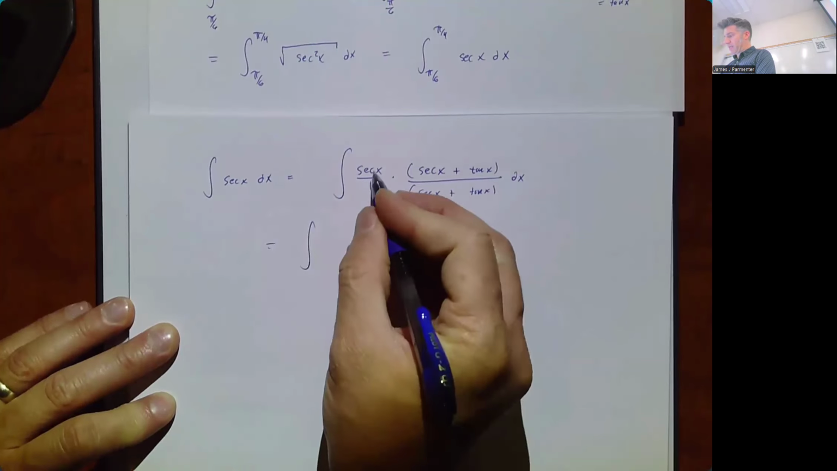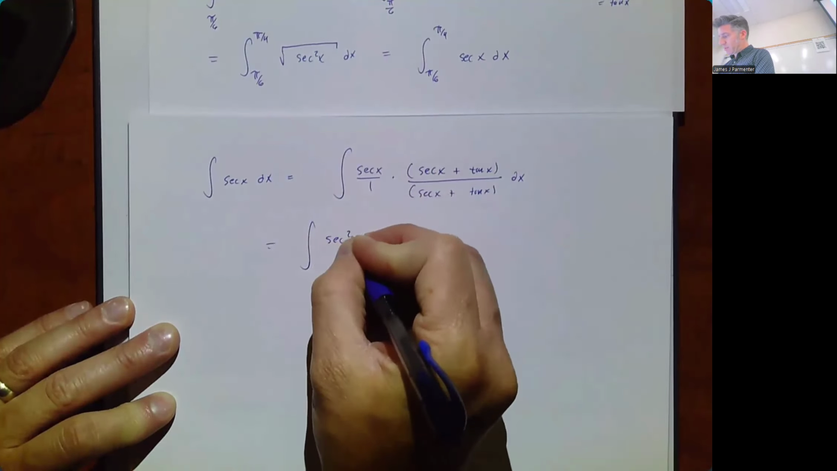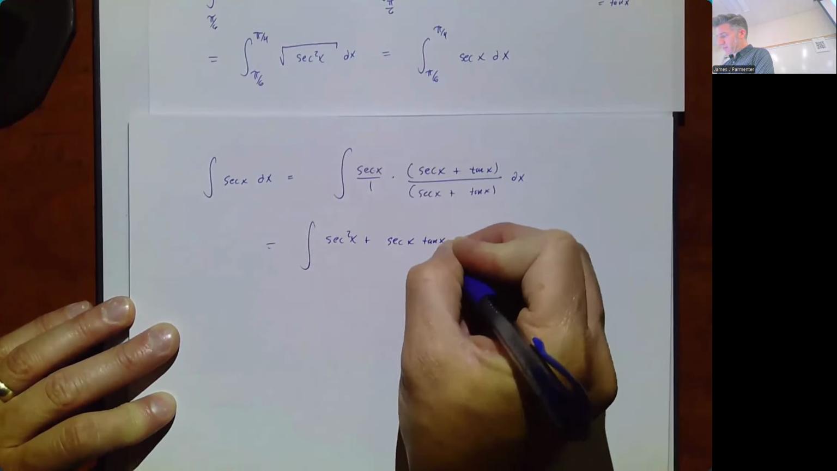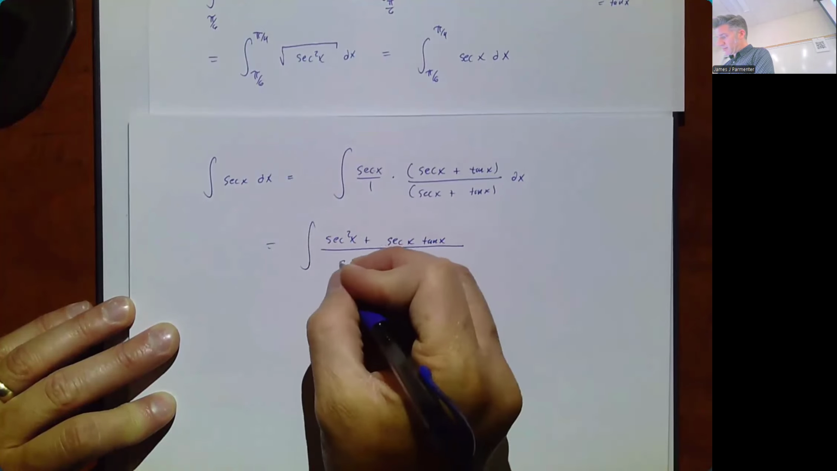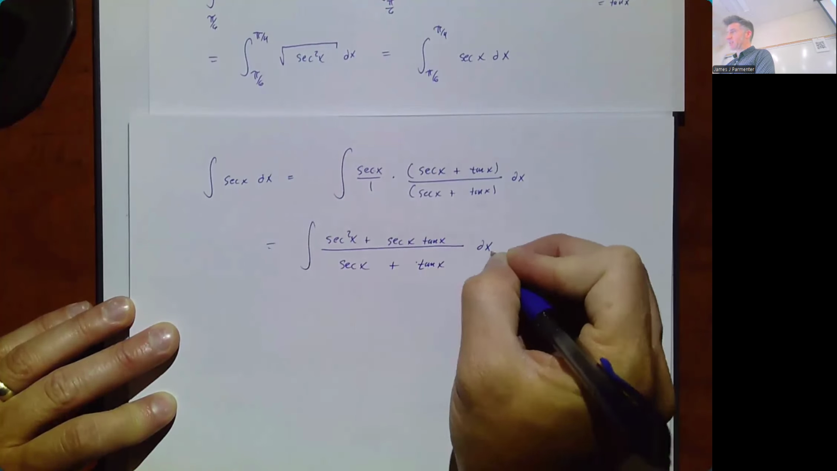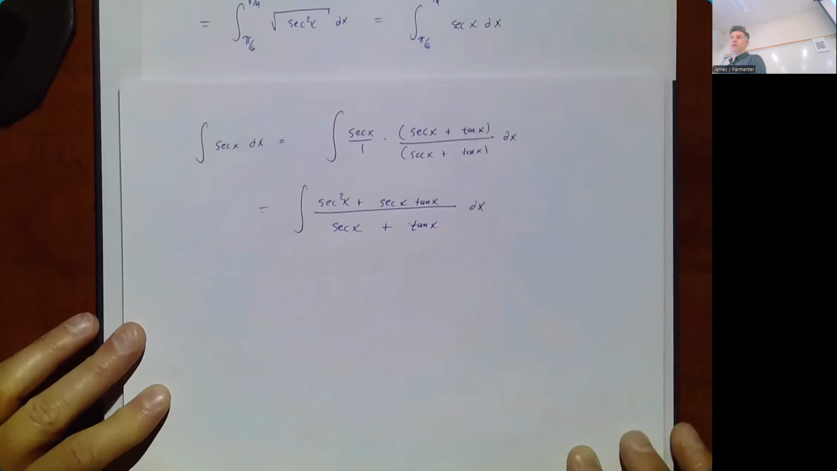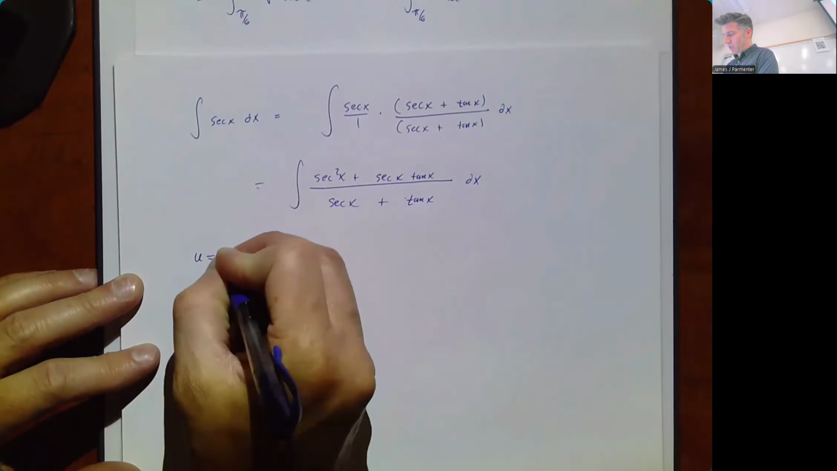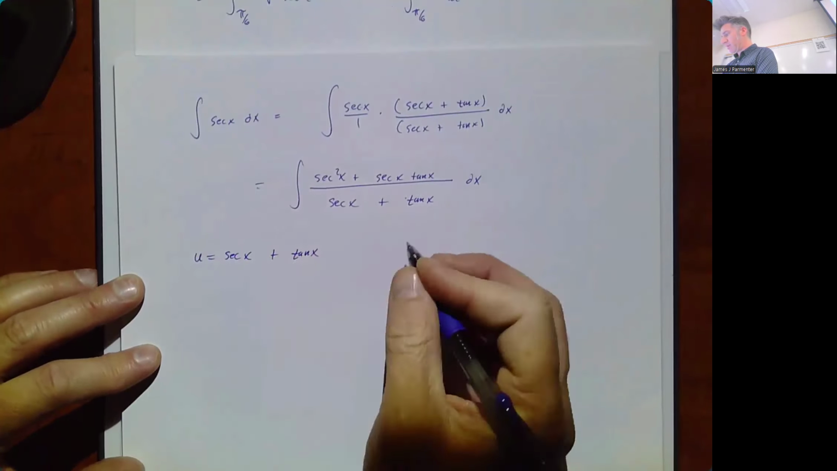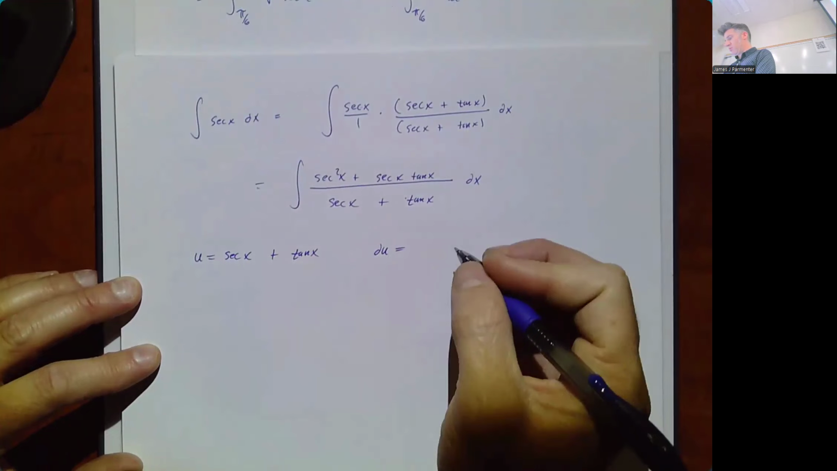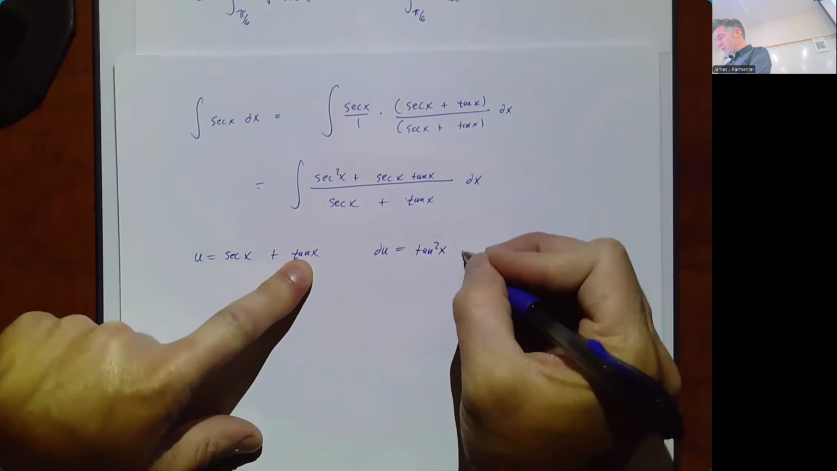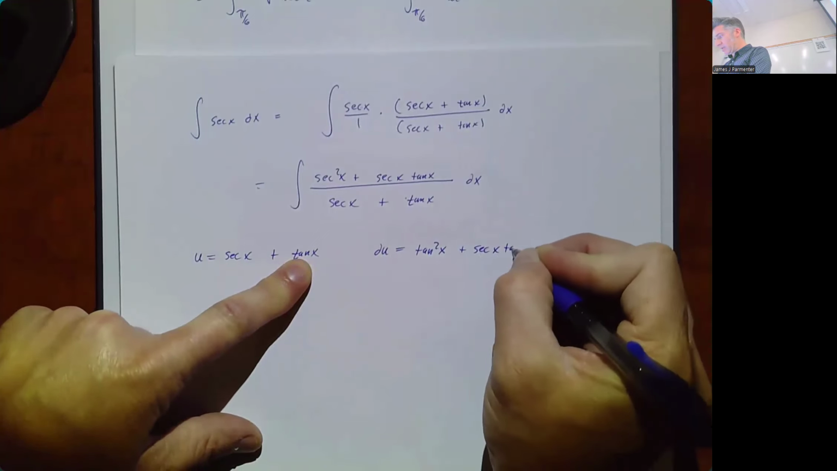Multiplying off the top, I get secant times secant plus secant times tangent, over secant x plus tangent x. Now check out this slick u substitution. If we let u equal the denominator, u equal to secant of x plus tangent of x, our du, the derivative of secant, is tangent squared, the derivative of tangent is secant x times tangent x.